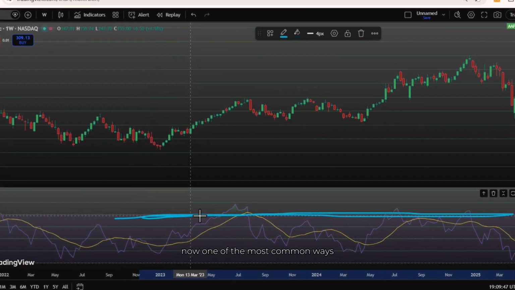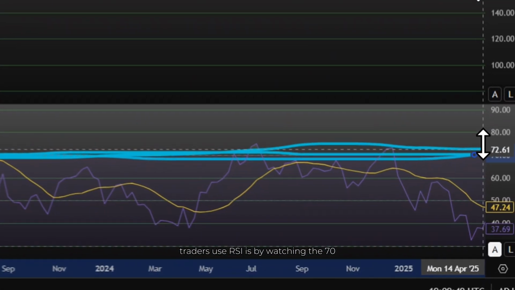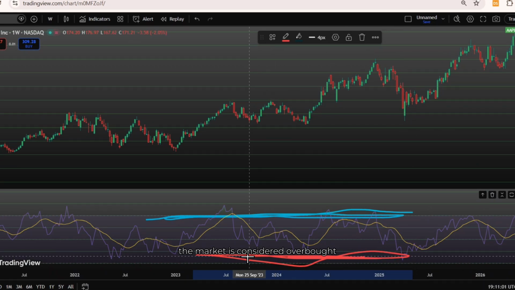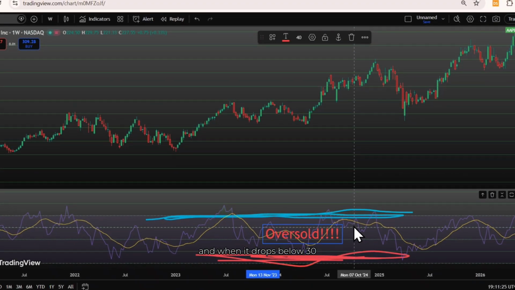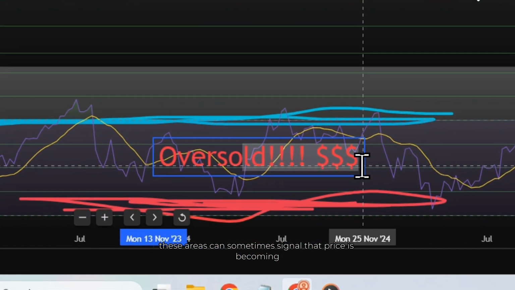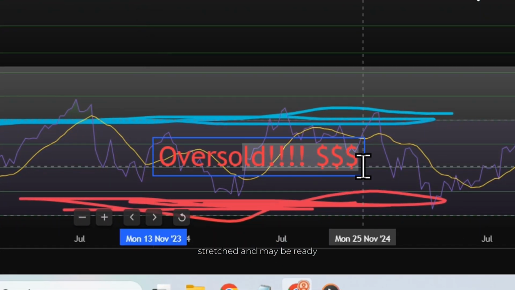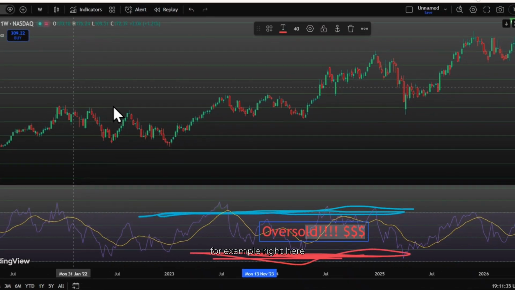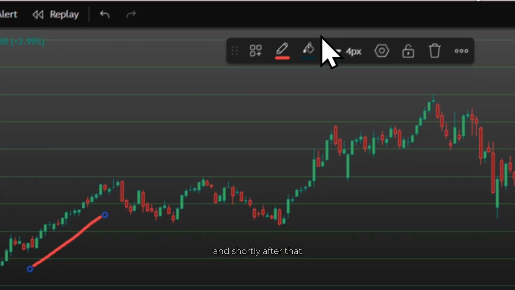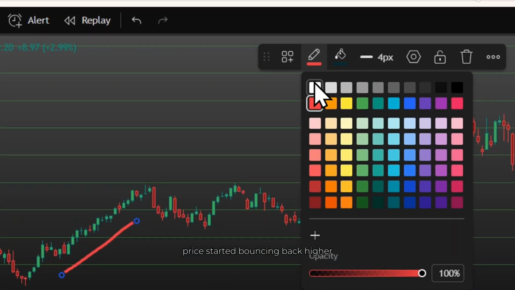Now, one of the most common ways traders use RSI is by watching the 70 and 30 levels. When the RSI moves above 70, the market is considered overbought. And when it drops below 30, it's considered oversold. These areas can sometimes signal that price is becoming stretched and may be ready for a short-term reversal. For example, right here, the RSI moved into oversold territory, and shortly after that, price started bouncing back higher.